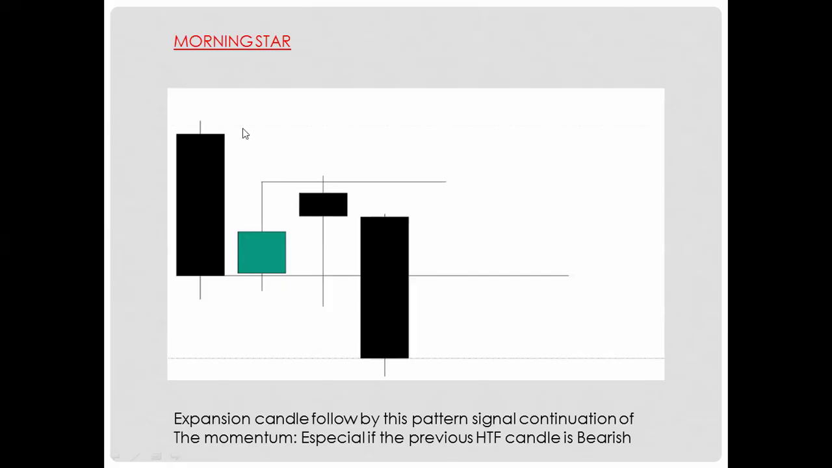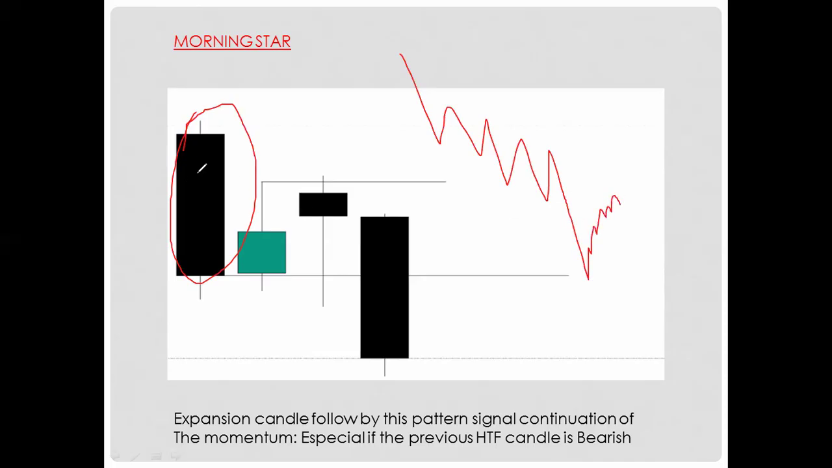What do you want to see? You want to see expansion. This is an expansion in a bearish market. We are going down and then we see expansion. Then when the market retraces back into the previous candle, look at this candle, guys. This is very, very important. The expansion candle followed by this pattern signals continuation of the momentum, especially if the previous higher time frame candle is bearish. Remember what I say, close below. When we close below the previous candle, we mean we are going down.